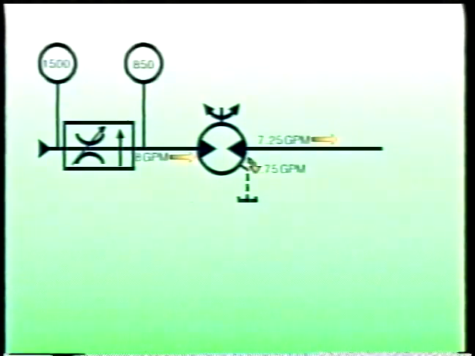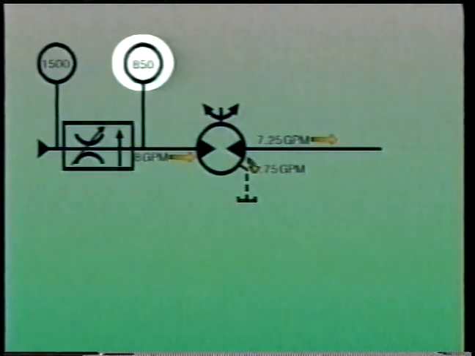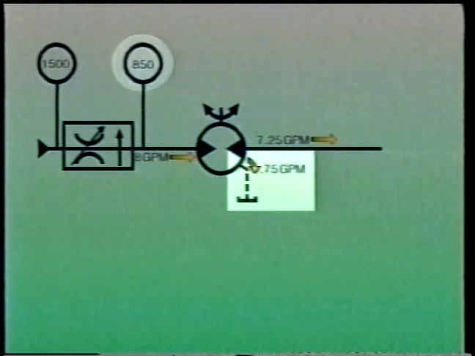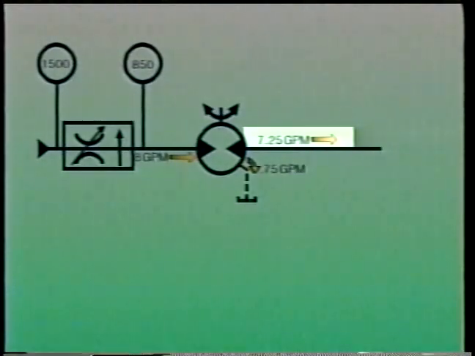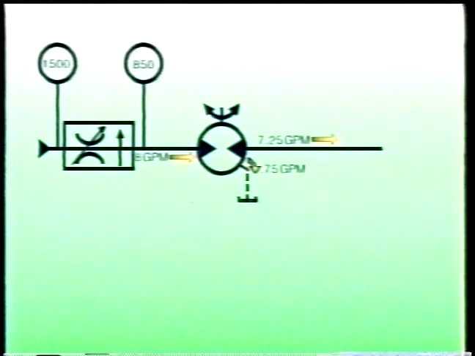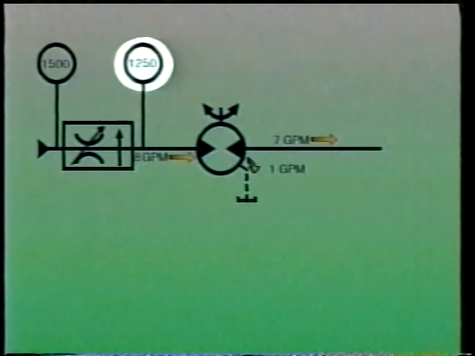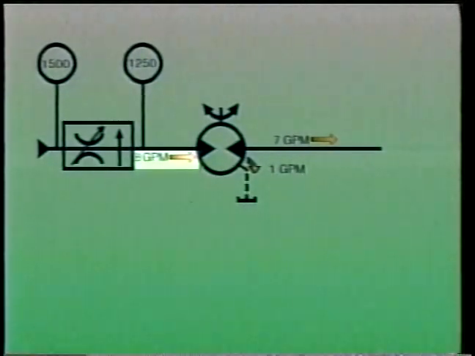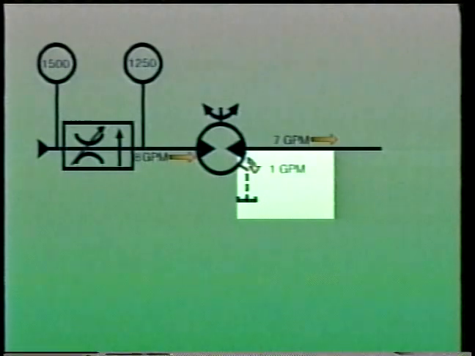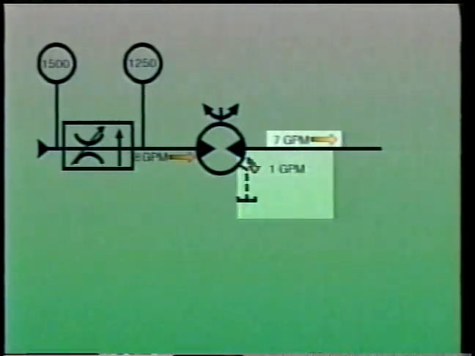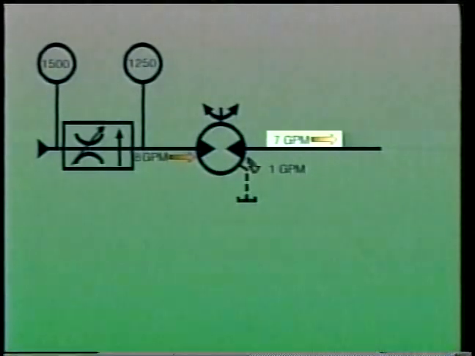For example, the valve in this circuit reduces the motor inlet pressure from 1500 psi to 850 psi. If leakage from the motor is 3/4 gallon per minute, then the speed of the motor will be based on 7 1/4 gallons per minute. Now, if the load pressure on the motor increases to 1250 psi, the valve will maintain the same flow rate into the motor, that is 8 gallons per minute. However, since pressure inside the motor will be higher, leakage will be greater, perhaps as high as 1 gallon per minute. As a result, only 7 gallons per minute pass through the motor and it will slow down.